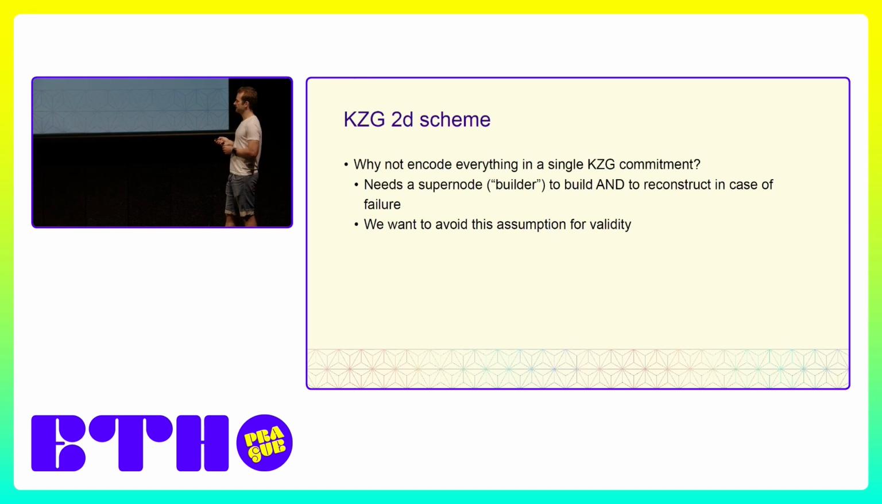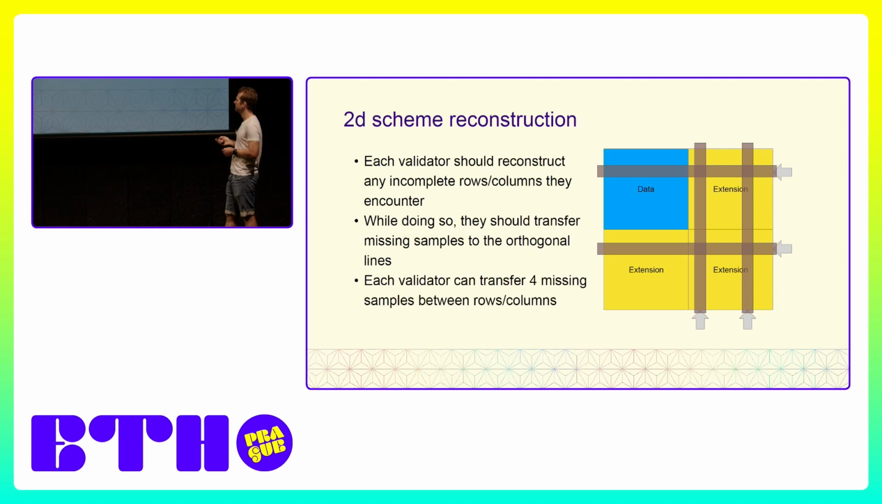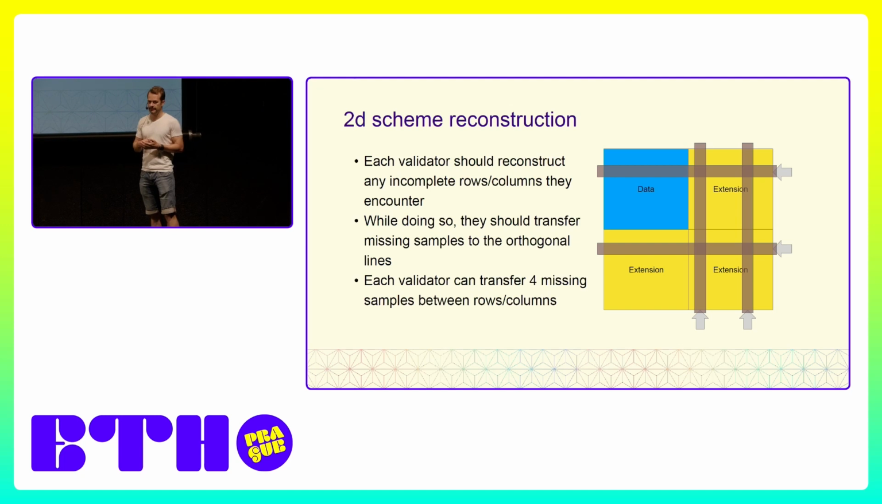So now someone needs to get all of them, and that could be a large amount of work. But we want to avoid this assumption that there's someone super powerful who can download all this data to reconstruct it. And so that's why we have this 2D scheme, because what we can do then is just assign different validators to different rows and columns. And they can basically reconstruct the single rows and columns, and where they intersect, they can distribute from a row to a column or from a column to a row. And what this means is that if the data is incomplete, then we can, in a completely distributed way, reconstruct this data.